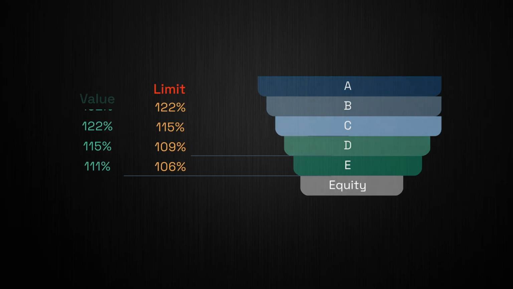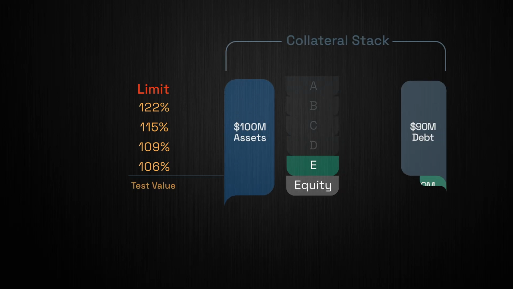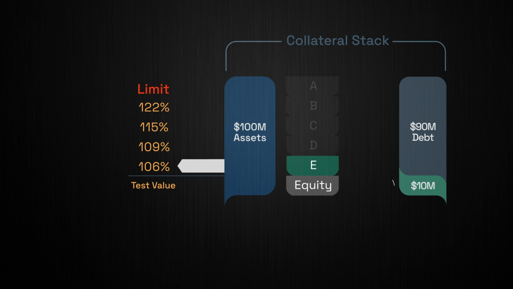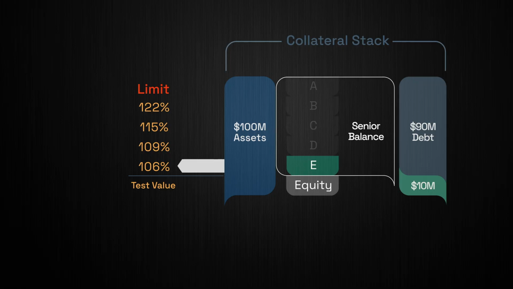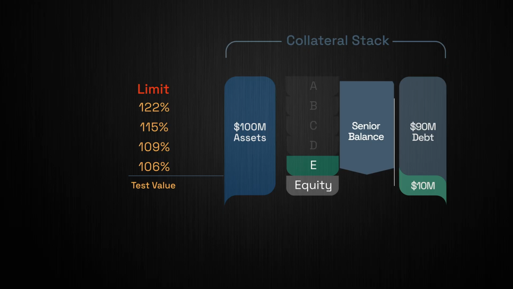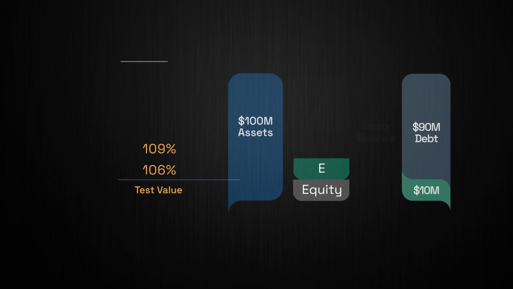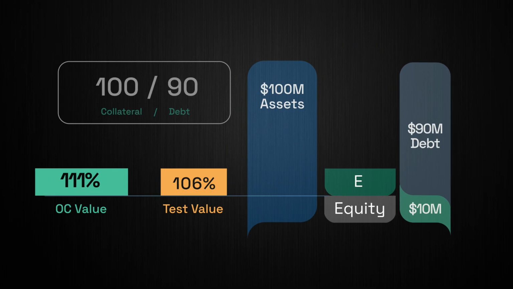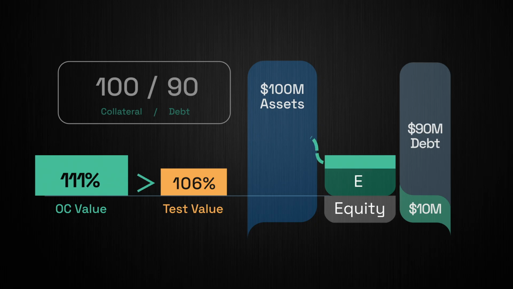Let's take the E tranche, for example. The collateral backing the CLO must be 106% or higher than the balance of the tranches at the same or higher level of seniority to the E tranche, meaning tranches A through E. In our example, the OC value at tranche E is 111%. Since it's higher than the test value of 106%, the equity tranche below it gets paid the excess cash flow.